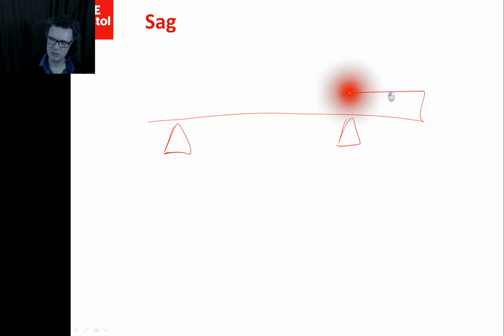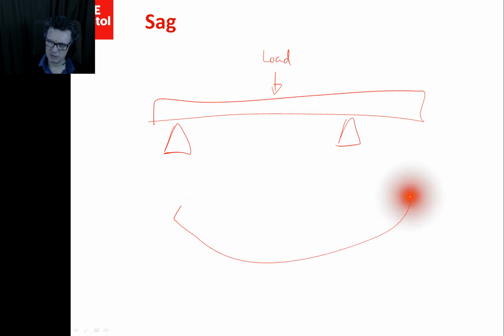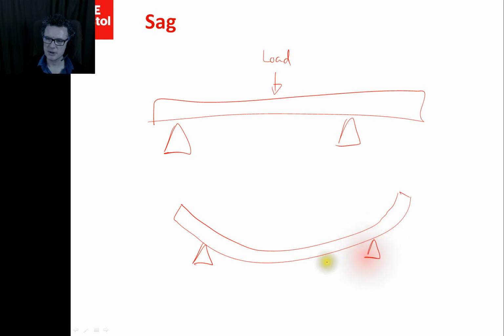A sag is where I imagine I've got a pivot there. I'm going to have my beam here, and then I'm going to put a load on top. And what will happen for that? Well, you're going to end up with a smiley face. So that's sagging, okay.